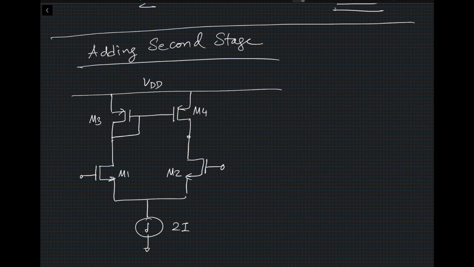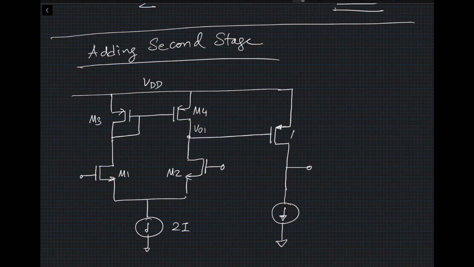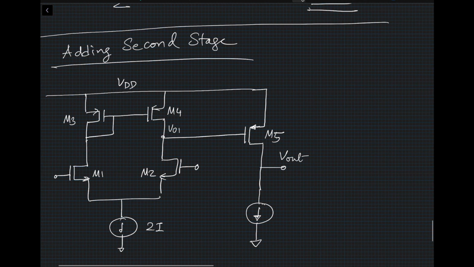If you remember, at this output node, let's call this VO1. Now I can add another stage, a second stage, which looks like this, and I'll explain how that works. I can add a common source stage, okay, and this is a PMOS common source stage. So this is transistor M5, and this is my V out now. The first is VO1. Now here, when you look at such a stage, there is one more trick that you need to remember.